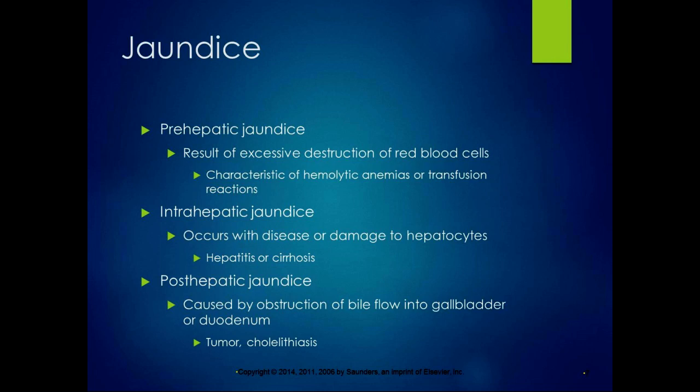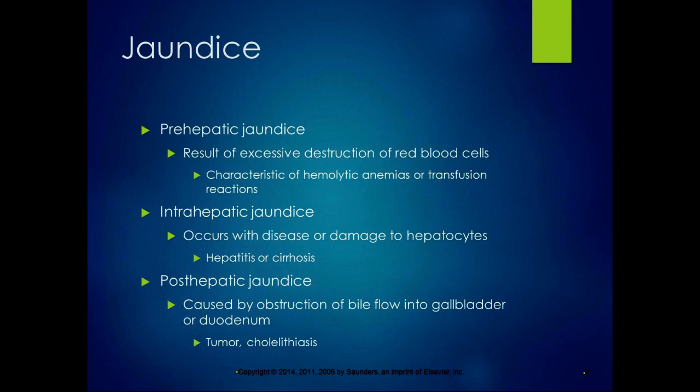Jaundice can be caused by a lot of different things. So there are some different classifications, and it has to do with where it originates. Prehepatic jaundice is a result of excessive destruction of red blood cells, like in hemolytic anemias or transfusion reactions. So that happens before it gets to the liver.